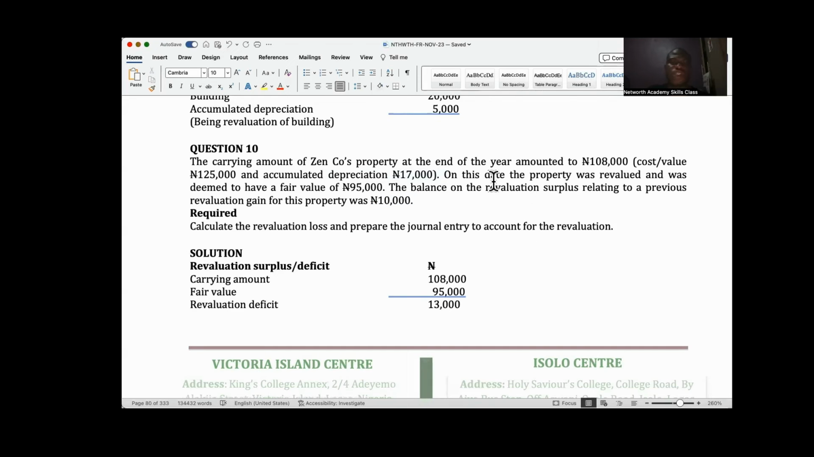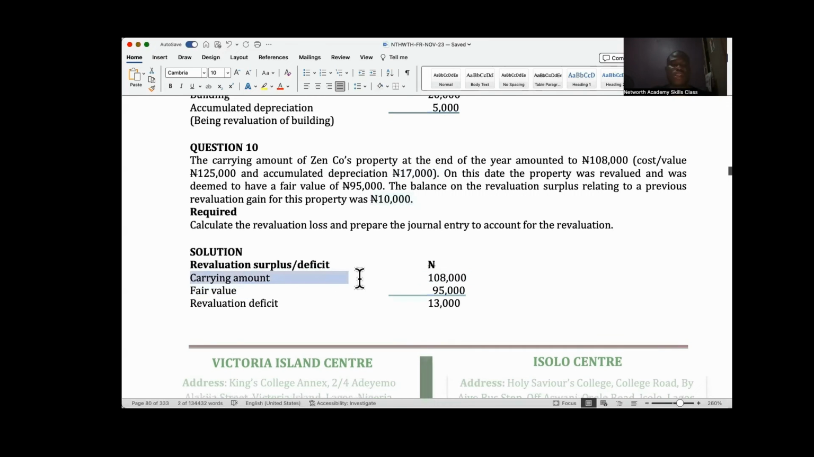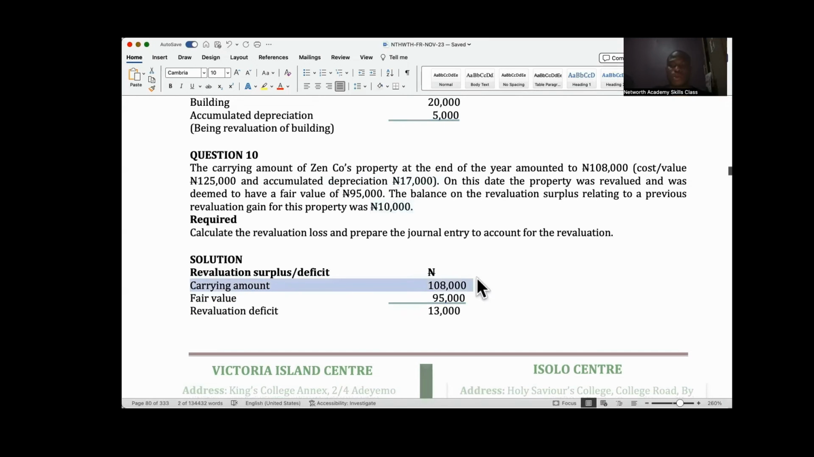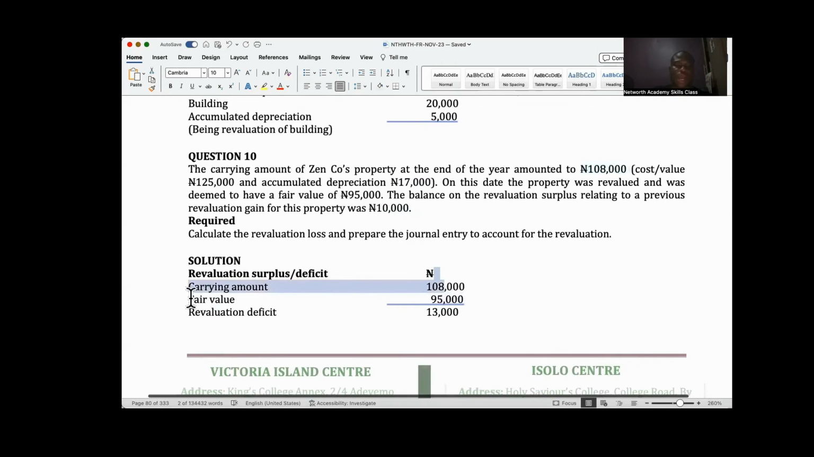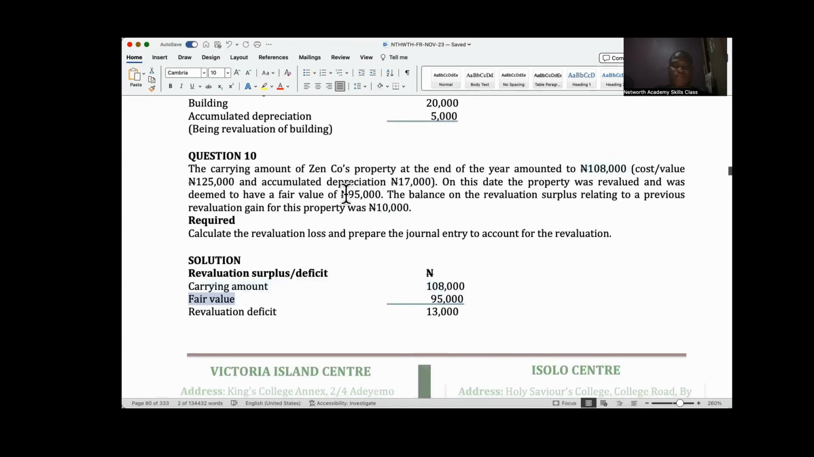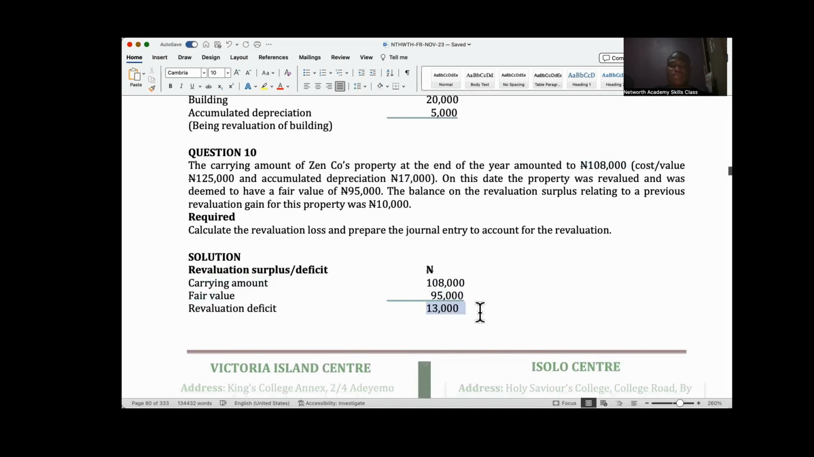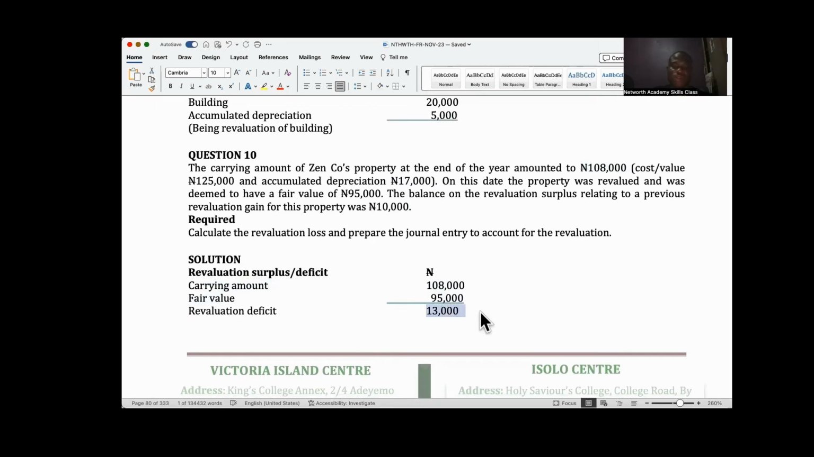Again, there was a revaluation, and whenever there is a revaluation, the first thing we need to determine is the revaluation surplus or deficit. That we do by comparing carrying amount with fair value. Since this question has already given me my carrying amount on a platter of gold as 108,000, I quickly use it. I compare that with my fair value of 95,000. Since the fair value is now lower, that gives me a revaluation deficit of 13,000.